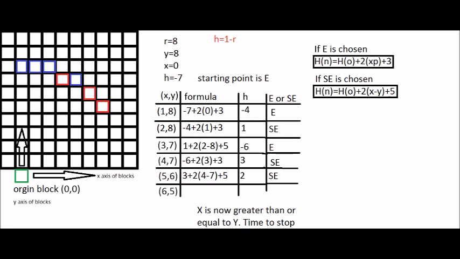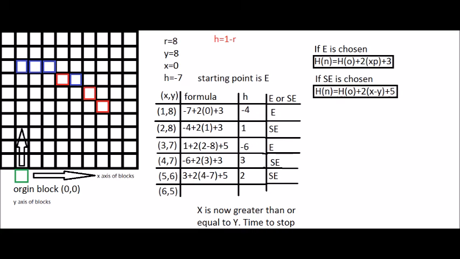So if you notice here, it goes up 1, 2, 3, 4, 5, 6, 7, 8. It goes up 8 from the origin block, and then also goes out in the opposite direction. So, that being said, you'll plug your numbers into your formula.